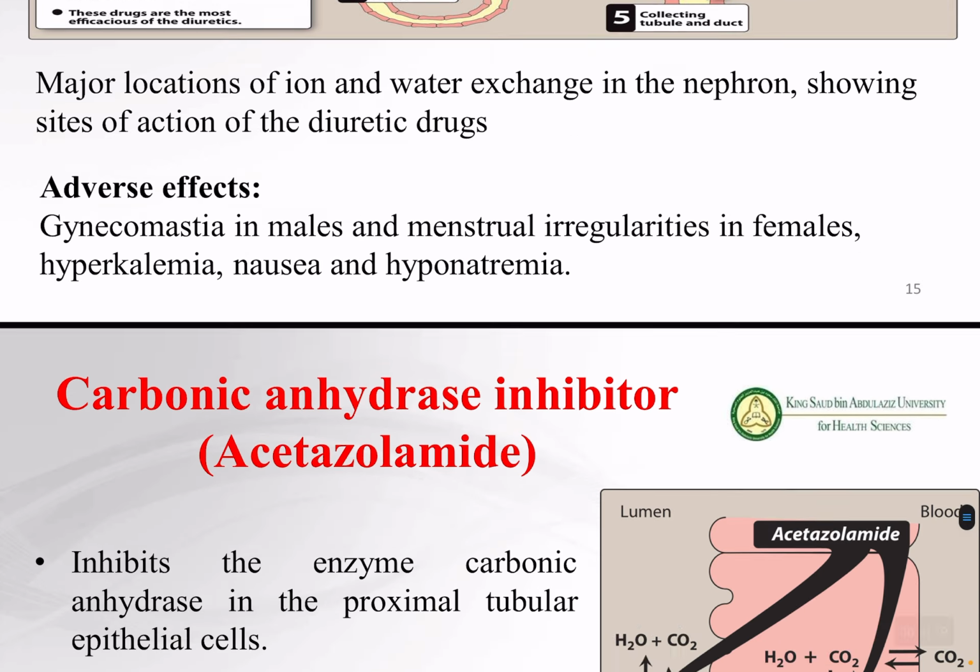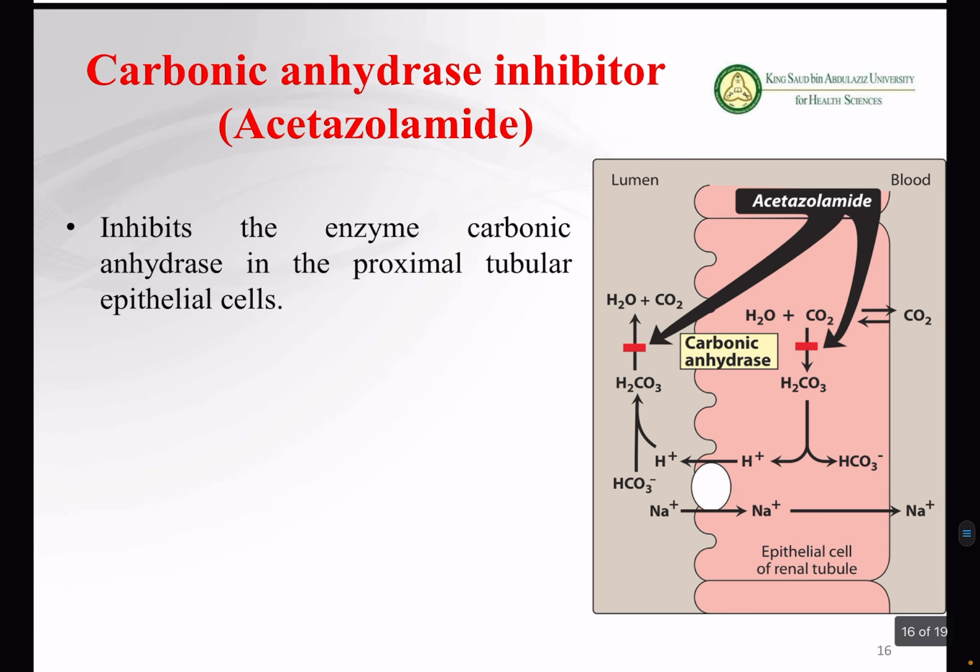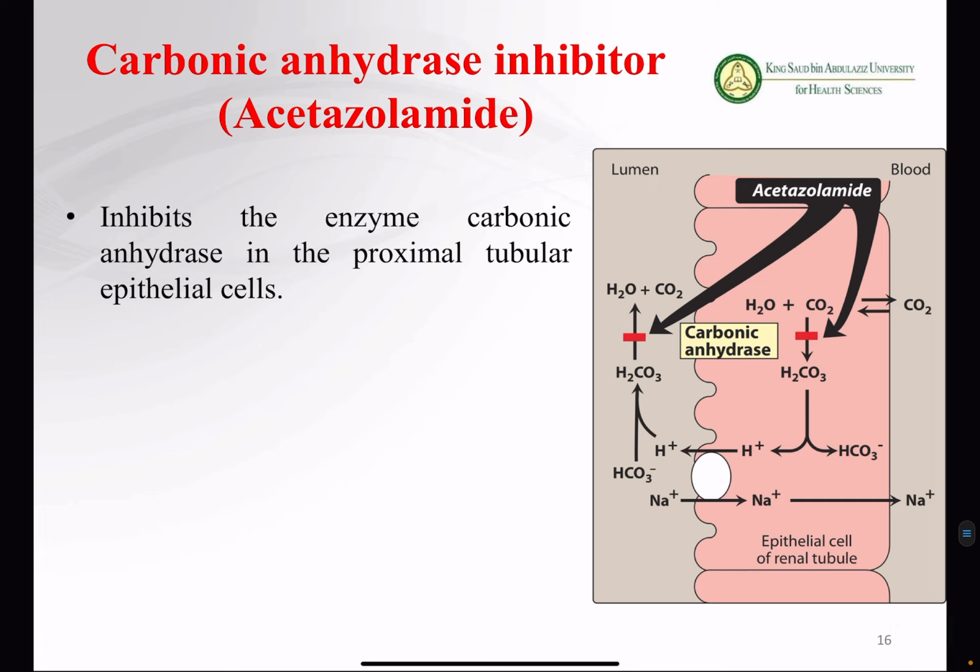Let's see. We have the fourth one, the carbonic anhydrase inhibitor. As I told you, this drug we don't use for increasing the production of urine, but for other pharmacological purposes. For example, some carbonic anhydrase inhibitors we use for decreasing the intraocular pressure in glaucoma. We also use these kinds of diuretics for mountain sickness. So what is their mechanism?